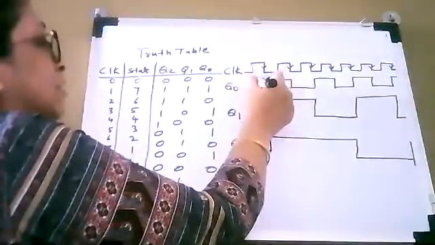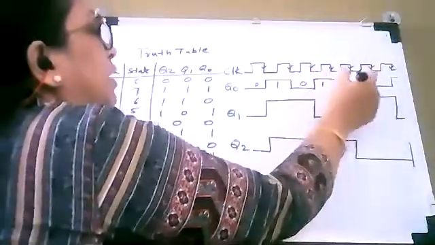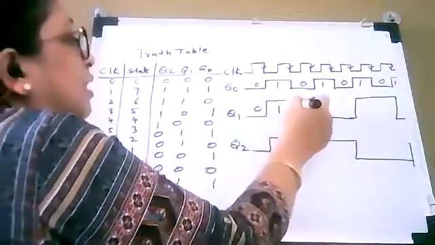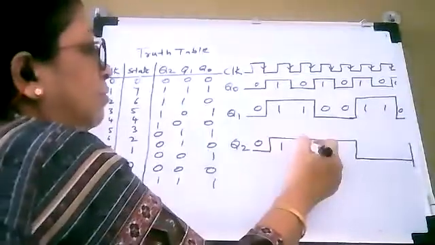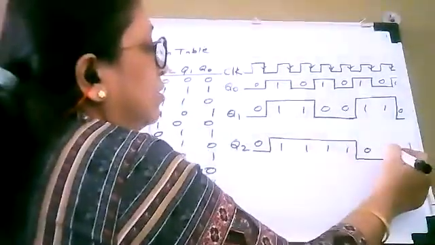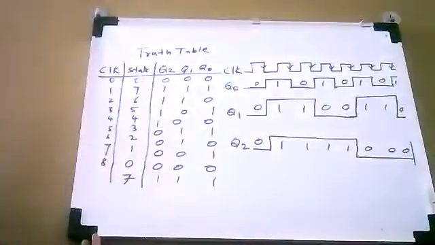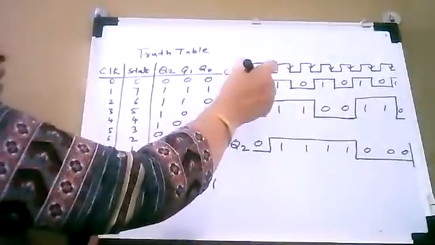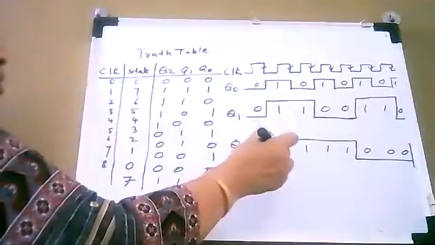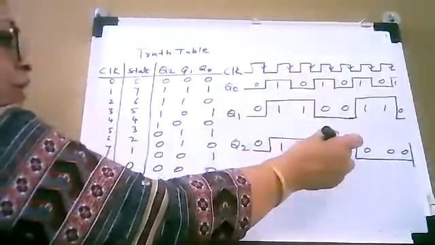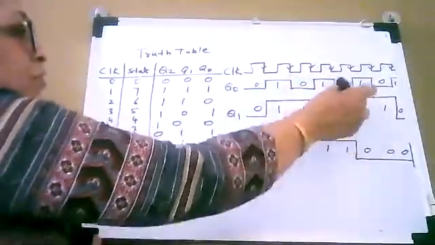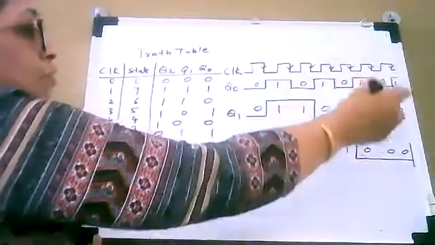So let us write the states here. 0, 1, 0, 1, 0, 1, 0, 1. And here 0, 1, 1, 0, 0, 1, 1, and 0. So here 0, 1, 1, 1, 1, 0, 0, 0. Okay. So if you see the counts in this timing diagram, it starts from 0, 0, 0. It will go to 1, 1, 1, then 1, 1, 0, 1, 0, 1. This is down counting. 1, 0, 0, 0, 1, 1, 0, 1, 0.